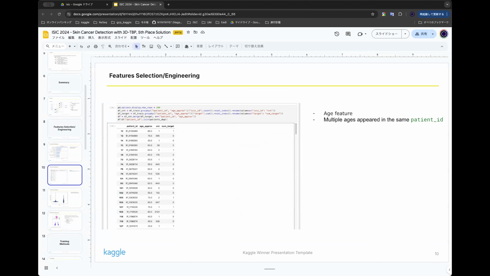The age of the patient emerged as the most important feature in our analysis. There were cases where multiple ages appeared in the same patient ID. In these cases, there were only a few data points for younger ages, and they were often positive. Although it may not have been an essential detection power, the age feature was essential to reflect this trend in the prediction, and it contributed greatly to the accuracy.